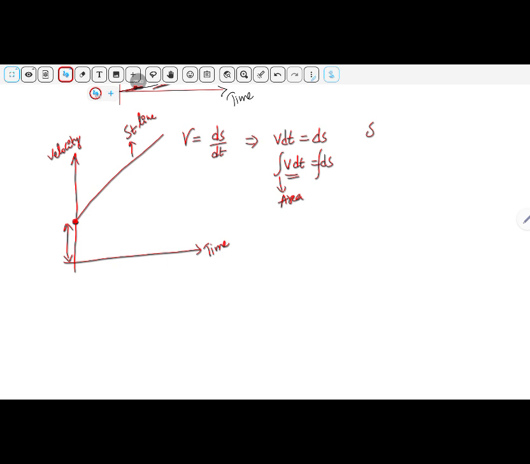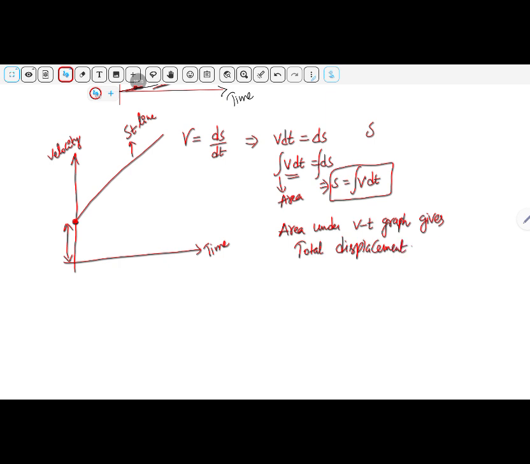Now if you want to know the displacement covered, if you integrate ds, you will get s. Therefore s is equal to integral of v dt. So it says that the area under the velocity versus time graph gives the total displacement covered by the object, because s is obtained by taking the integration of v.